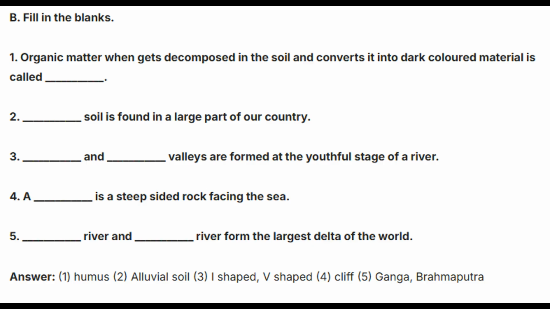B. Fill in the blanks. First, organic matter when it gets decomposed in the soil and converts into dark colored material is called humus. Alluvial soil is found in a large part of our country. V-shaped valleys are formed at the youthful stage of a river. A cliff is a steep-sided rock facing the sea. Ganga River and Brahmaputra River form the largest delta of the world.